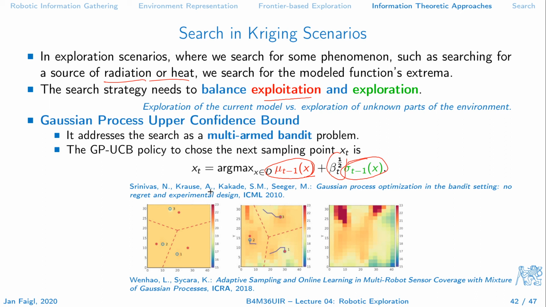And there are a couple of approaches. Andreas Krause is one of the sampling design researchers. It's also worth taking a look at his publication record if you're interested in this field. And a relatively recent one, adaptive sampling and online learning in multi-robot sensor coverage with mixture Gaussian processes. So in this case, we have a team of robots that aims to discover the underlying phenomena using the Gaussian processes notion.